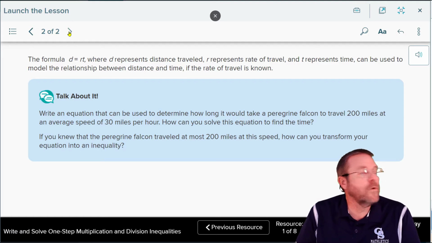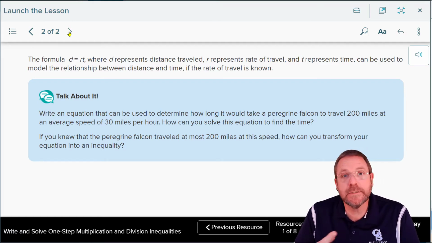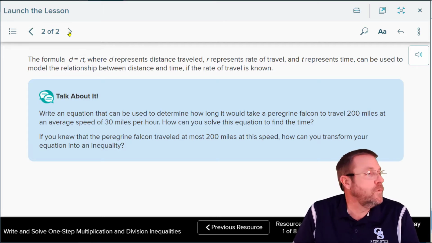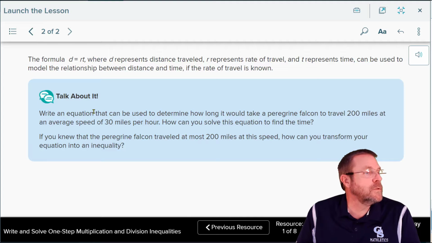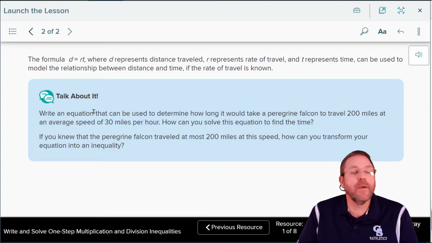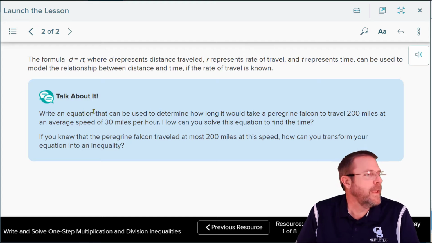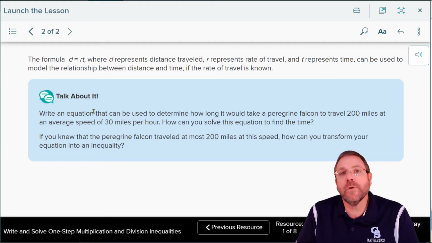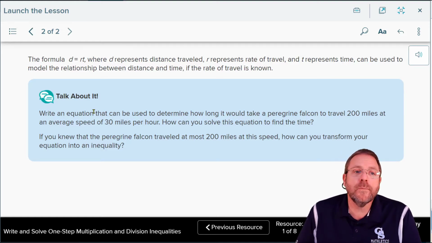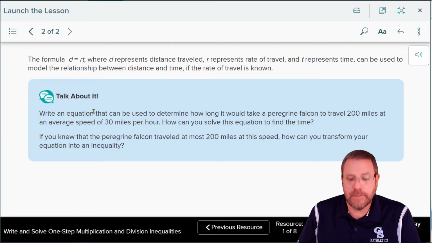From here it says the formula D equals RT, which is distance equals rate times time, can be used to represent the relationship between the distance and the time if the rate of travel is known. Write an equation that can be used to determine how long it would take a peregrine falcon to travel 200 miles at an average speed of 30 miles per hour. How can you solve this equation to find the time? If you knew the peregrine falcon traveled at most 200 miles at this speed, how can you transform your equation into an inequality? These are all some of the things we're going to be learning about in today's lesson.